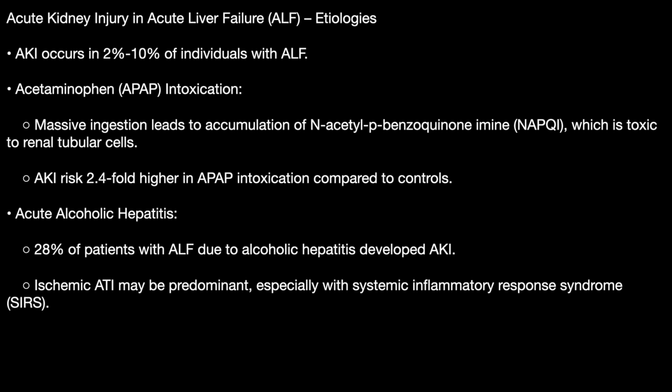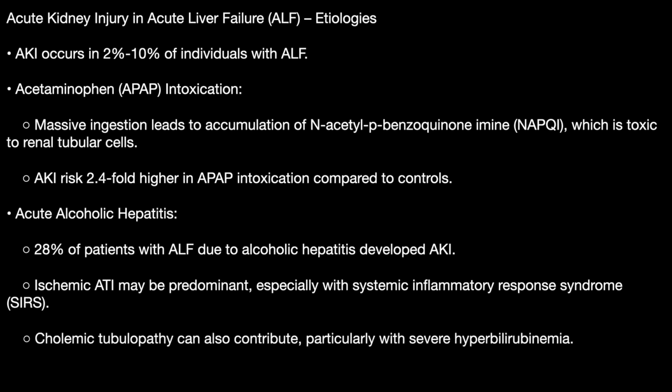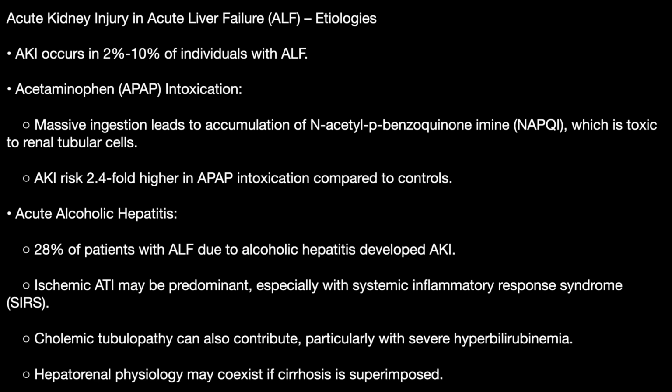Ischemic acute tubular injury may be predominant over here, especially because of the inflammation or the sepsis. Cholemic tubulopathy can also contribute, particularly if the bilirubin is very, very high, as in this case, which was 44. Hepatorenal physiology may coexist if cirrhosis is superimposed.